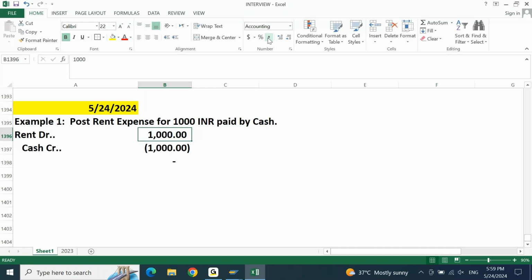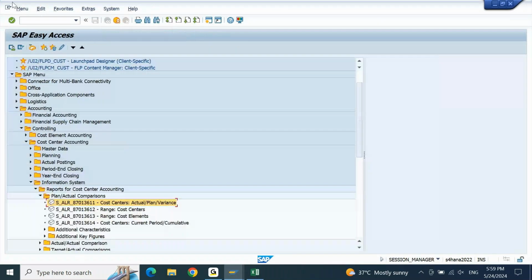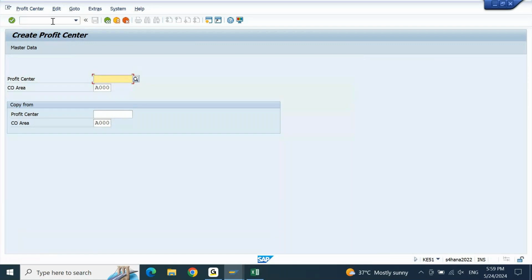Your profit center is always created at controlling area level, and we are assigning the profit center at company code level. If I go to KE51, your profit center is created at CO area level. CO area is nothing but controlling area. So no other go to complete your accounting entry.